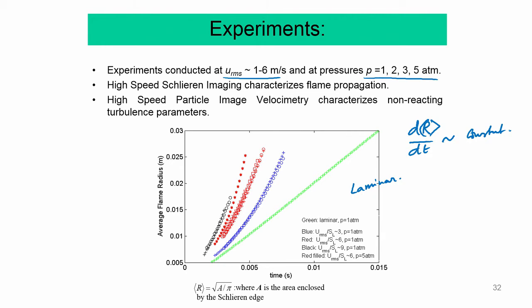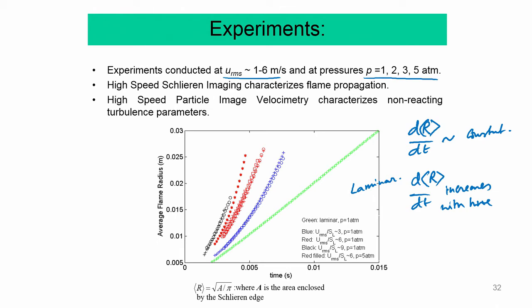Whereas if this is linear, then it means dr dt essentially increases with time. Now that is a very interesting thing, because then it means that essentially the flame is accelerating with time, or in other words, as the radius is large, the flame speed is large. That is not seen in a laminar flame.